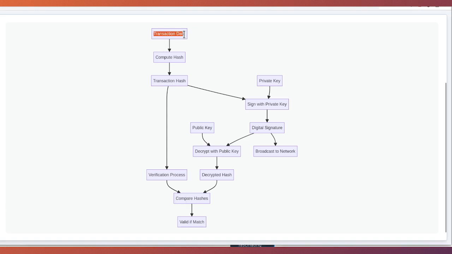Here we see the transaction data. You compute the hash, and the transaction hash is signed by the private key. Signed with the private key, it creates the digital signature. Then the signature is decrypted with your public key, and they compare the hash and validate if it matches. The verification process basically verifies your transaction from your public key and compares the hash to validate that the transaction matches.